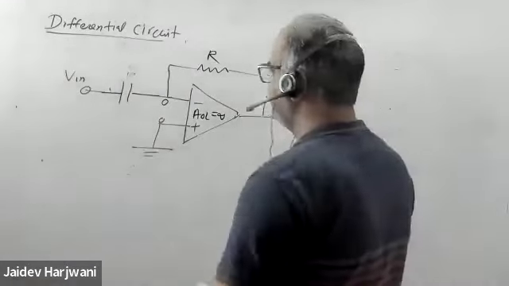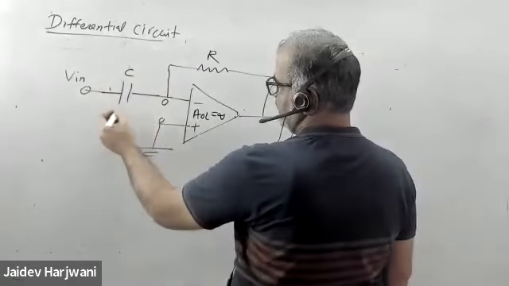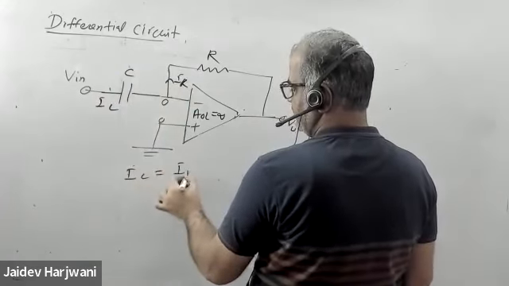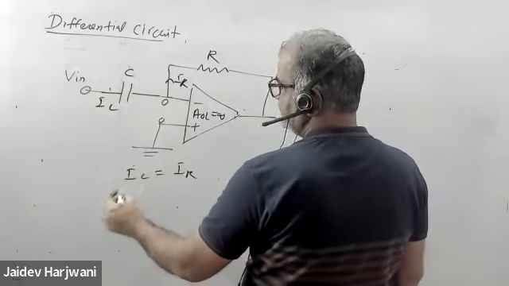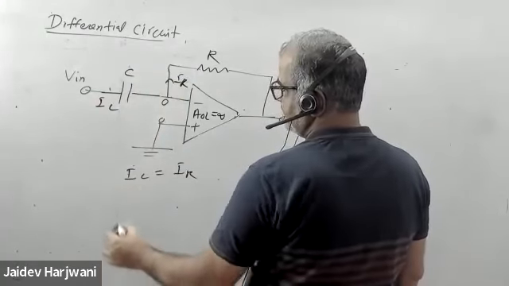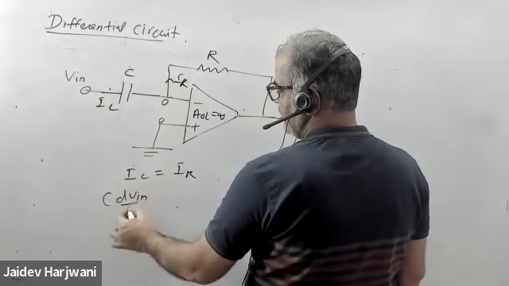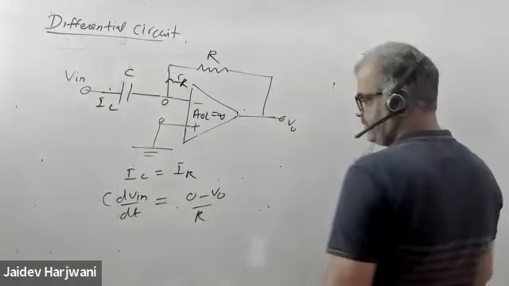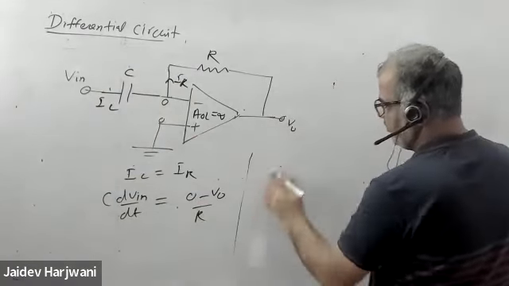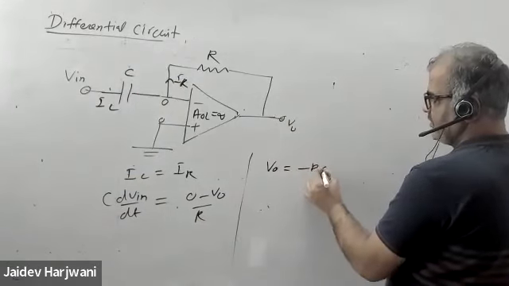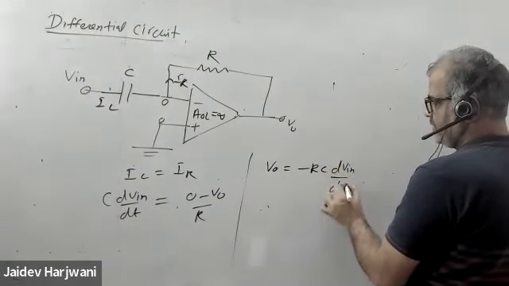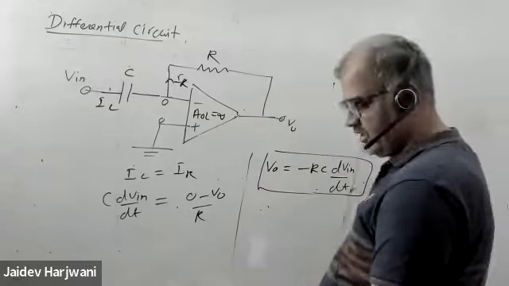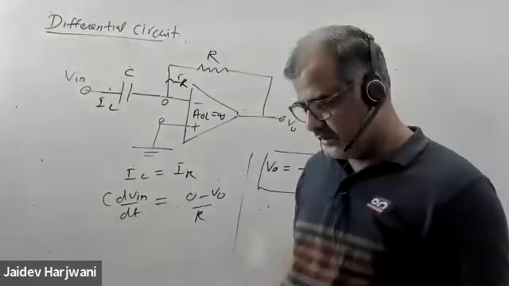So here, say this is my C. Say this current is IC, and this current is IR. So IC equals IR. What is IC this time? C dV input upon dt. And this is 0 minus V naught upon R. So simply your V naught this time becomes minus RC dV input upon dt. So your output is the differentiation of V input. That's why this circuit is called a differential circuit.